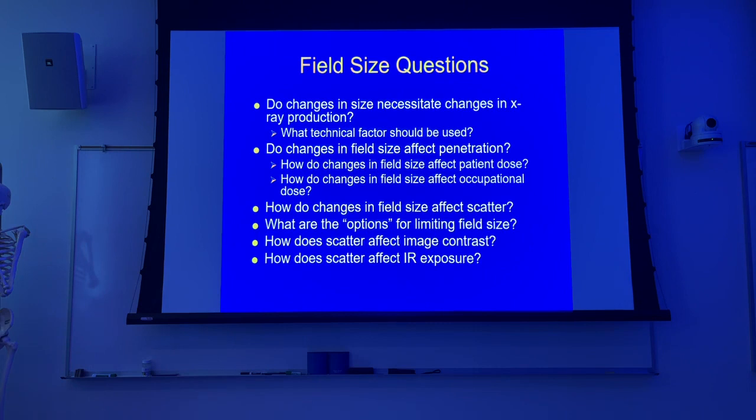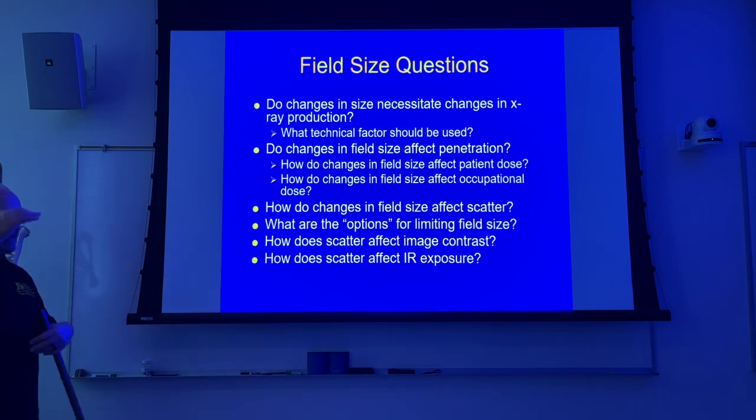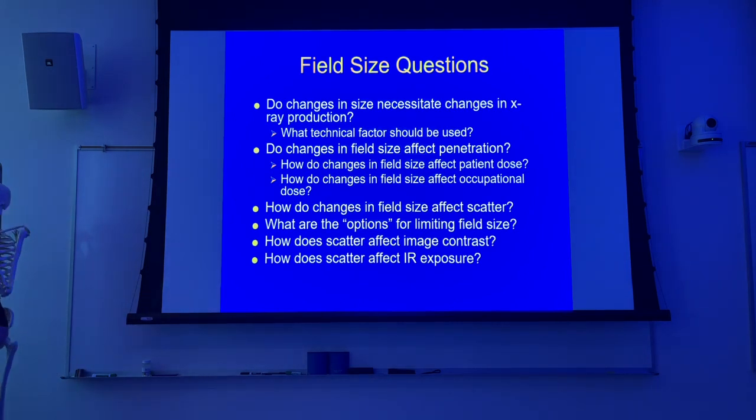And then we get to field size questions. Remember, when we're talking about exposing tissue, any tissue that we expose can create scatter radiation. It doesn't matter if it's an area, like the length and width of an area, or the thickness of an area. The more tissue we expose, the more scatter we create. So what we're going to talk about in this portion is, do changes in size necessitate changes in x-ray production? And if so, what technical factors should be used?